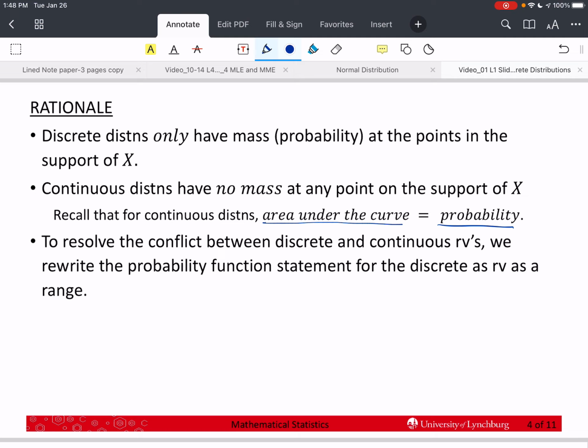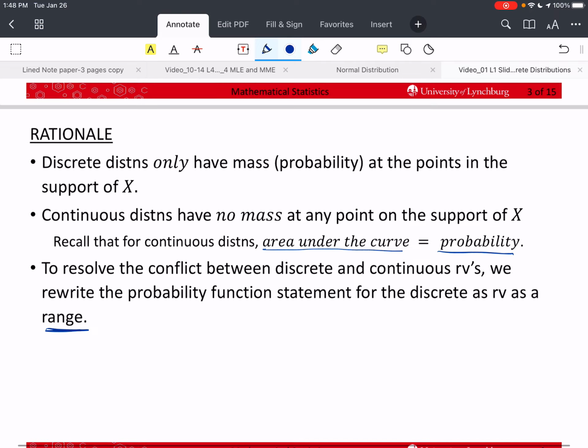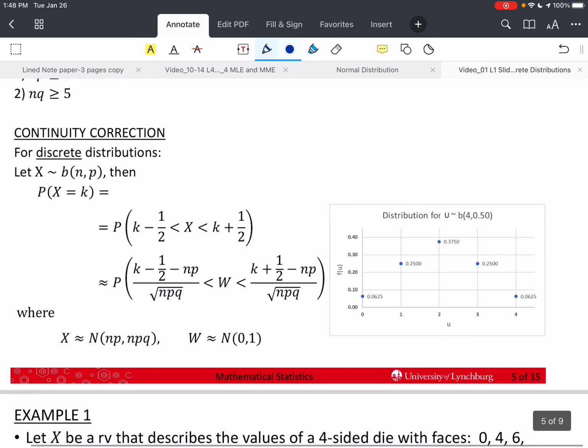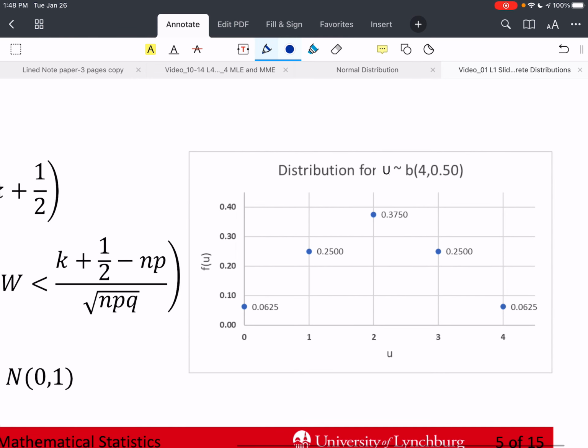So in order to resolve this conflict, we're going to rewrite a probability statement for the discrete random variable as a range of values, and then that will still be a true statement, but that will allow us to do the transformation to a continuous distribution. So what do I mean by that? So let's take a look at this. It's true that if I look at this, this will be 0.5, this will be negative 0.5. So the probability in this case that u is equal to 0 is equal to the probability that u is between negative 0.5 and positive 0.5.